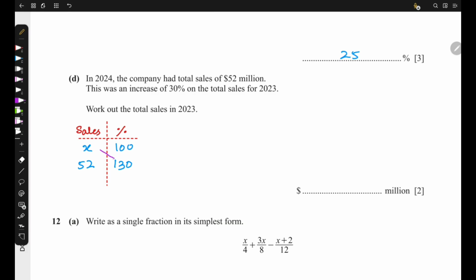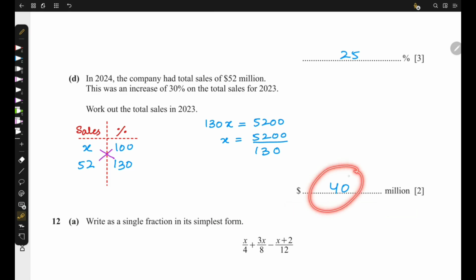Now we have to do cross multiplication, and we can find out the value of x, the sales in 2023. So 130 times x is 130x, and 52 times 100 is 5200. x is equal to 5200 over 130. Now if we solve it, zeros we cancel out. 52 divided by 13 is 4, so we get 40. So you got $40 million as your final answer. So this was the sales in 2023, and in 2024 the total sales are 52 million, which is an increase of 30%.